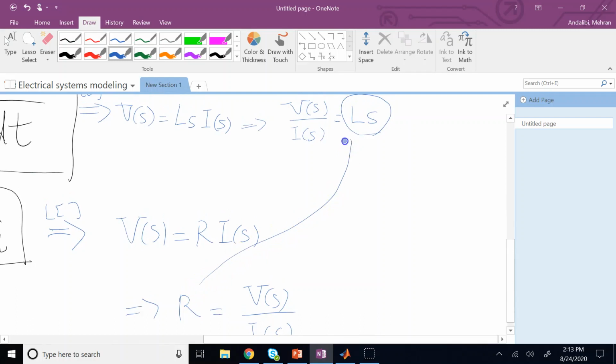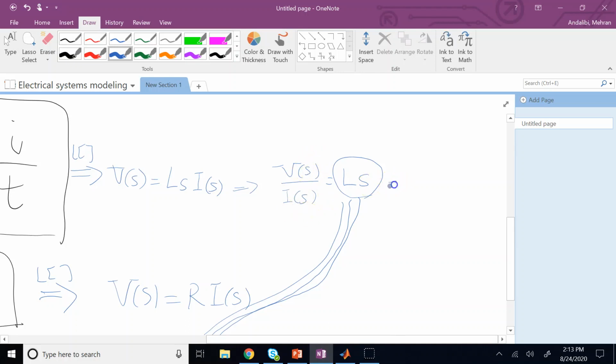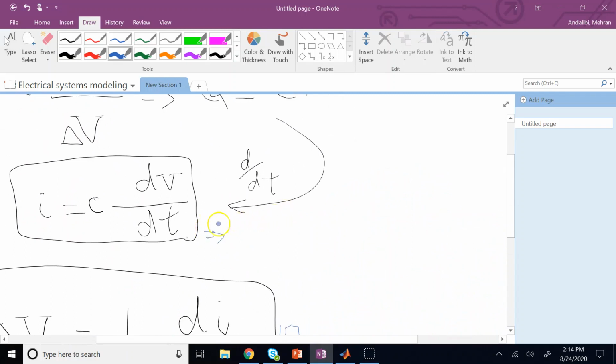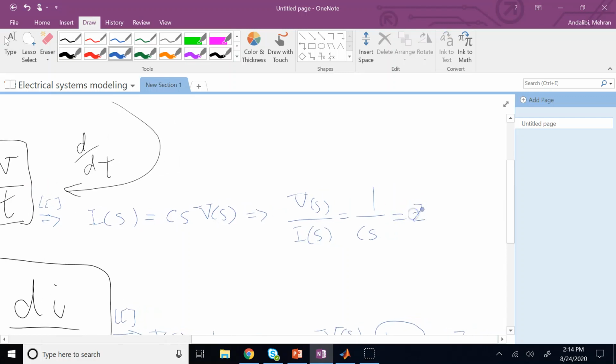So I say these two are equivalent. But since it's not actually a resistor, it's an inductor, I'm not going to call it resistance, I'm going to call it Z, or impedance. Impedance is like a generalized resistance. Here, if I apply a Laplace to the capacitor, it is going to be I of S equal to CS times V of S. And if you calculate V over I, treating it as a resistor, this ratio, the equivalent resistance, is going to be 1 over CS. Again, I call this an impedance for the capacitor.